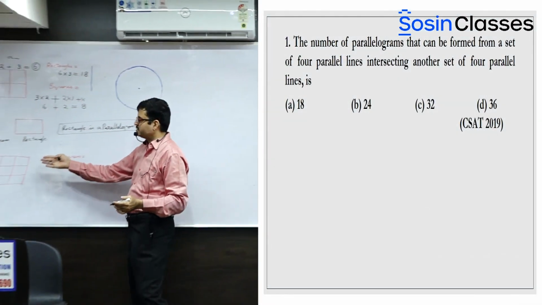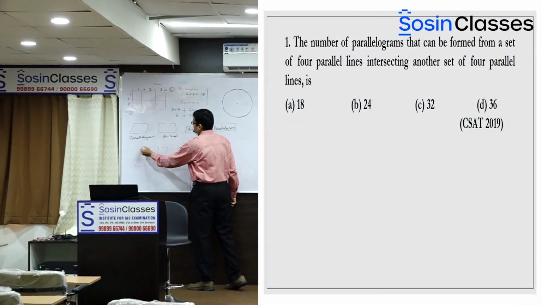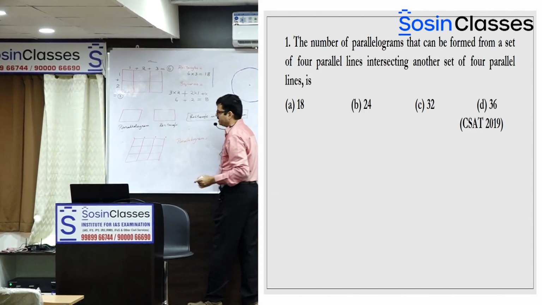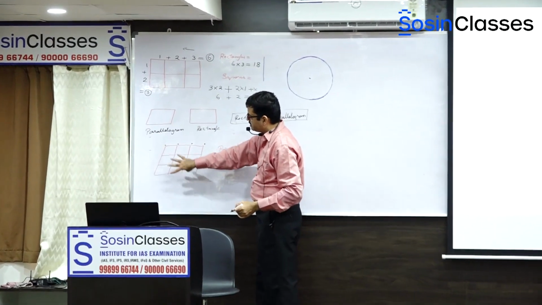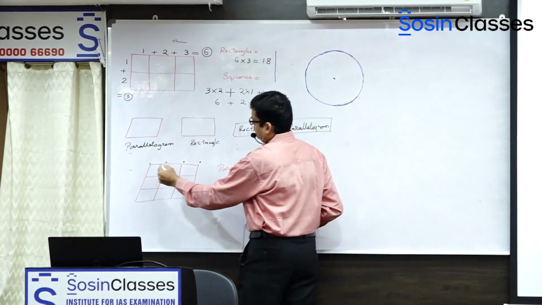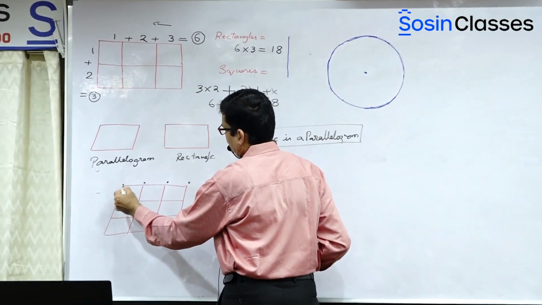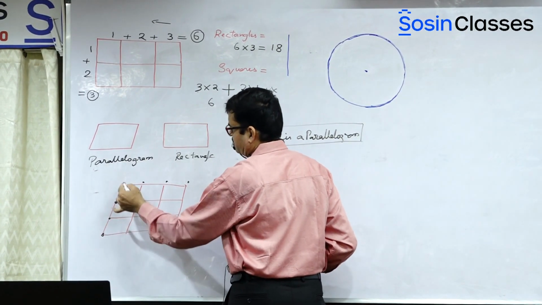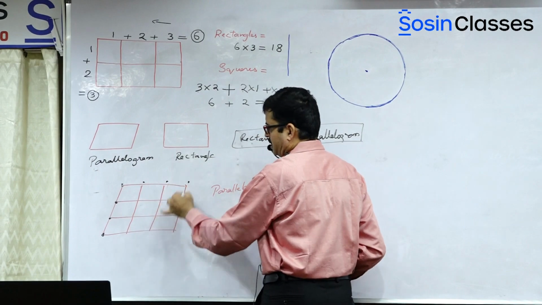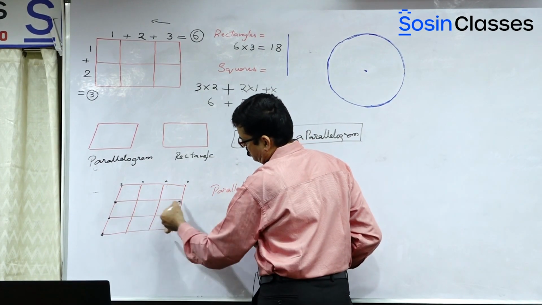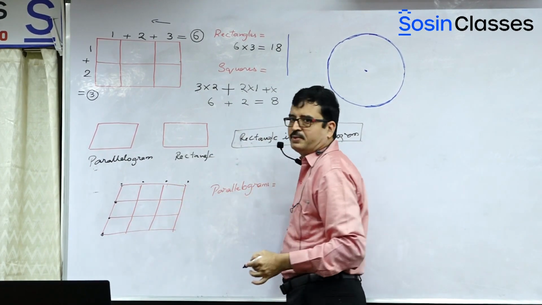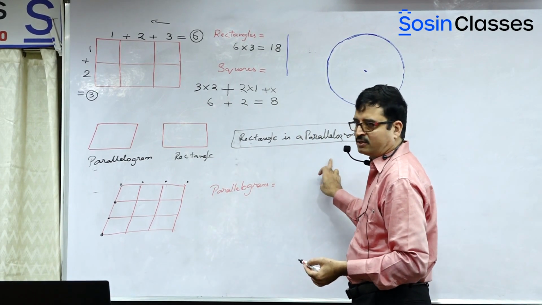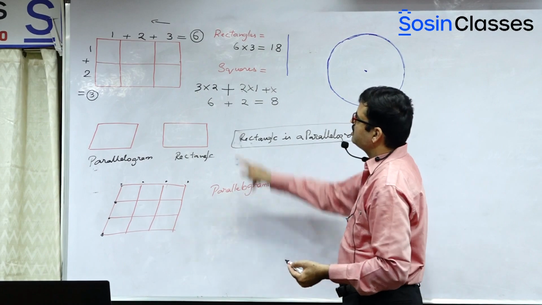So you can simply understand like this. First line, second line, third line and fourth line. These 4 parallel lines are intersecting with 4 lines. So please note, when you take here 1, 2, 3, 4. 4 parallel lines are intersecting with 4 parallel lines. So how many rectangles are there? Because rectangle is a parallelogram. You have to find out how many rectangles are there. So how to find out?